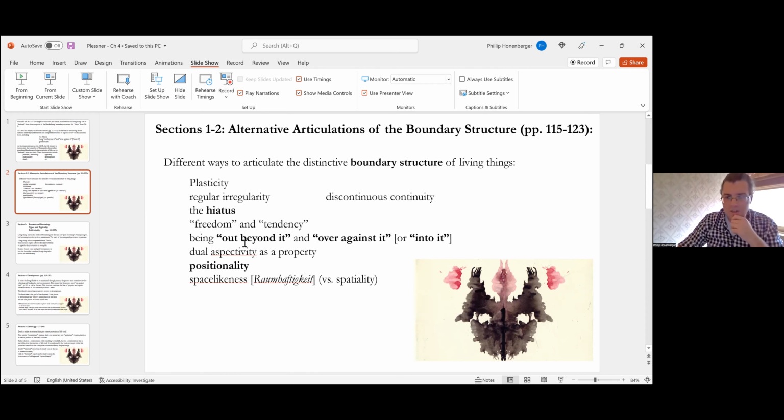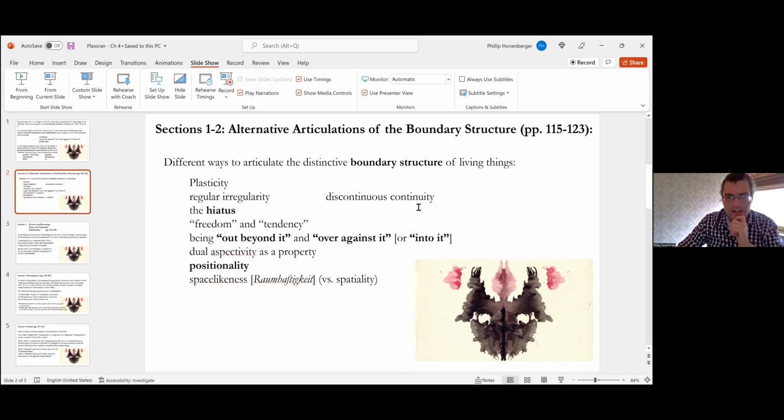And he connects it to the idea of teleology, of being directed to something, goal-directed, and of having a kind of freedom of types of being, or freedom of characteristics, on the way to whatever its goal or tendency is. So he connects it with these notions of freedom and of teleology or directedness, that again are part of the long-standing discussion of what characterizes living things. So he's connecting his thesis with these other ways of talking. He also describes it as a regular irregularity or discontinuous continuity, and as plasticity, interestingly.